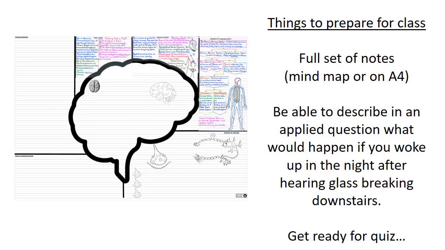I want, of course, a full set of notes on the mind map if possible, but if not, a full set on A4. I'll check those as you come in. And I want you to be able to describe as an applied question what might happen for the fight or flight response. I want bullet pointed examples. And the situation I want you to be able to explain is if you woke up in the middle of the night and you thought you'd heard glass breaking, like maybe your window, what would happen going through your body and why. And of course, be ready for a quiz.